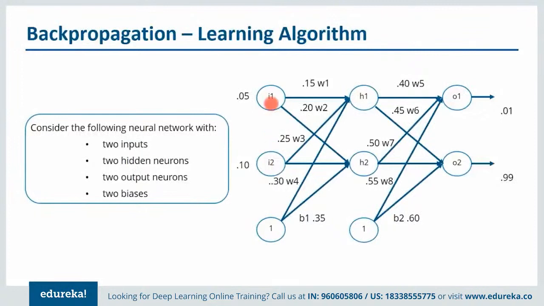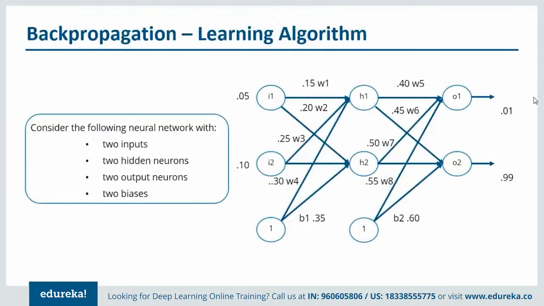So these two are our input neurons, these two are our hidden neurons, and these two are our output neurons. Now our aim is to get 0.01 and 0.99 as our output. At the same time, we have inputs as 0.05 and 0.10. Initially, we take the weights as we can see here. So 0.15 W1, 0.20 W2. So these are the weights. Plus we have two biases as well.